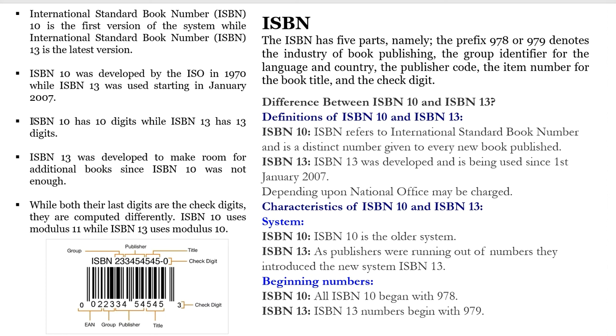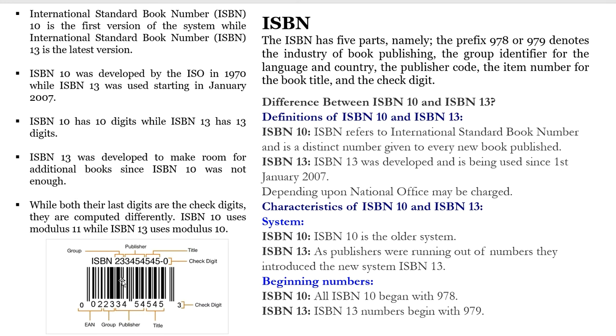ISBN 10 has 10 digits, while ISBN 13 has 13 digits, and ISBN 13 was developed to make room for additional books since ISBN 10 was not enough. That means volume 1, volume 2. Yes, in the most flexible environment, ISBN 13 covers volume 1, volume 2, volume 3, like this. And while both have a check digit as their last digit, they are computed differently.